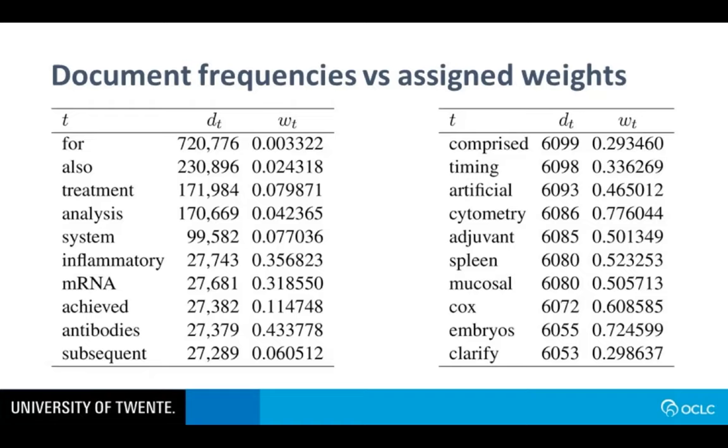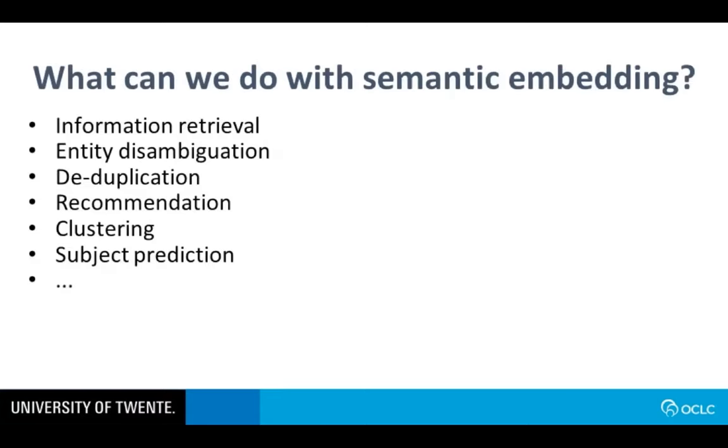So that's basically our comparison with the other methods. Now let's get back to this list of things from the very beginning. I hope you are more convinced that actually we can do something with semantic embedding for all these tasks I listed here. Of course, we have ourselves also applied it to many other tasks.